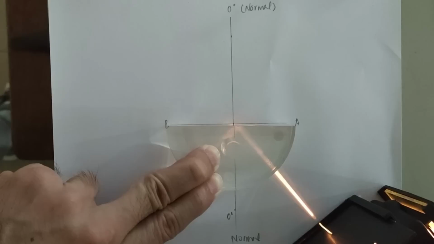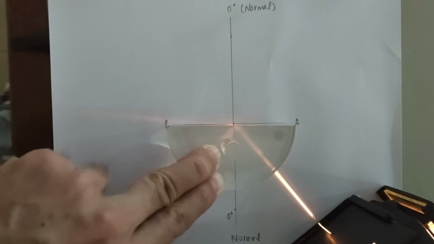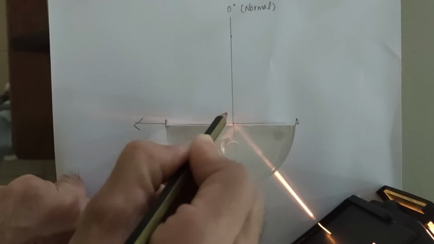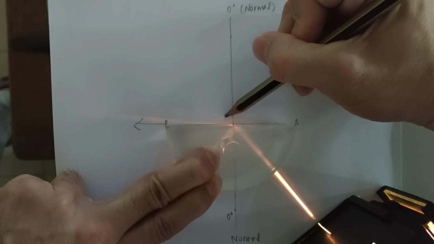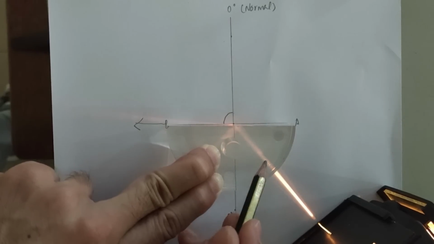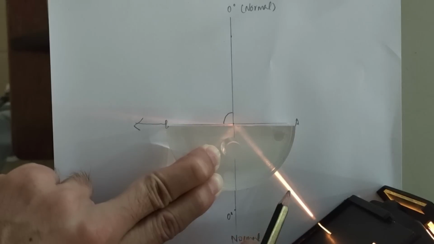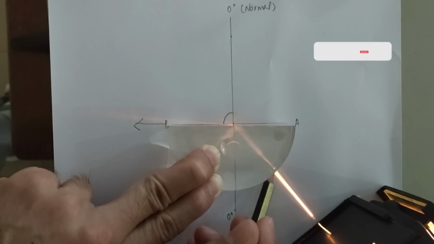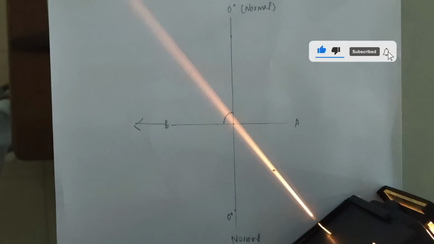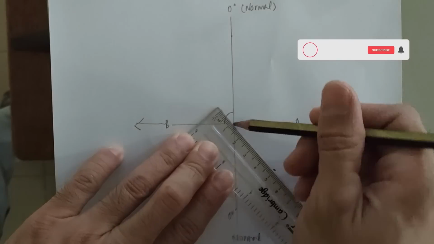So the critical angle is almost here. You can see here the refracted ray is 90 degrees from the normal line here. So our angle of incidence here will now be known as the critical angle. So we have to mark and draw the line.